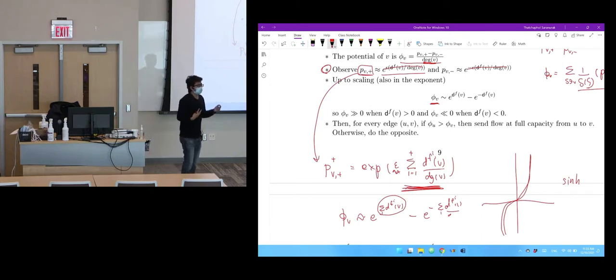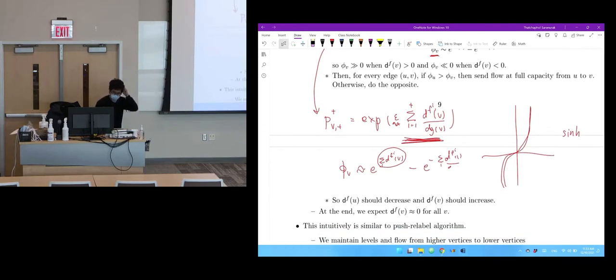Why at the end should the excess at every node be close to zero? Just because, let's look at the last round. What is the last round? After you finish here, you set your f to be the average of all the flow that you have seen from the beginning to the end. Now the claim is, if you sum from 1 to t, this thing is just f, right? This whole thing, divided by t, is this, right?